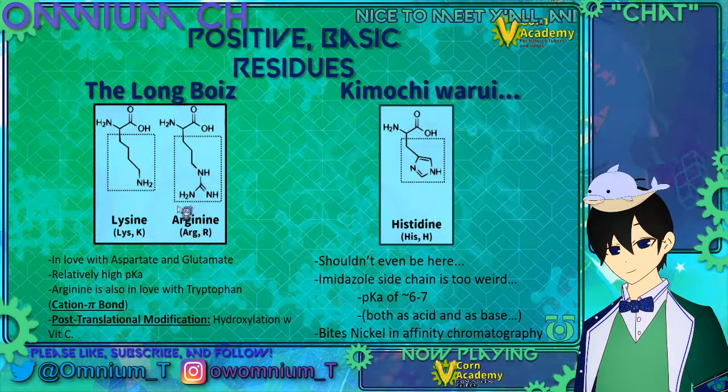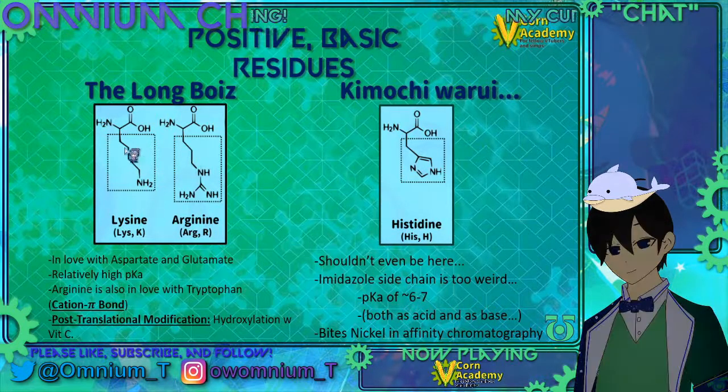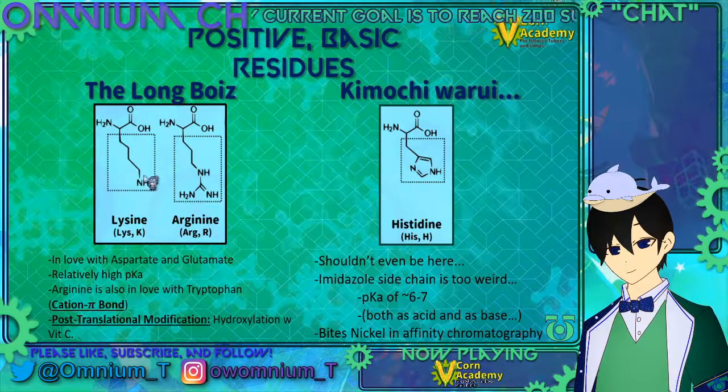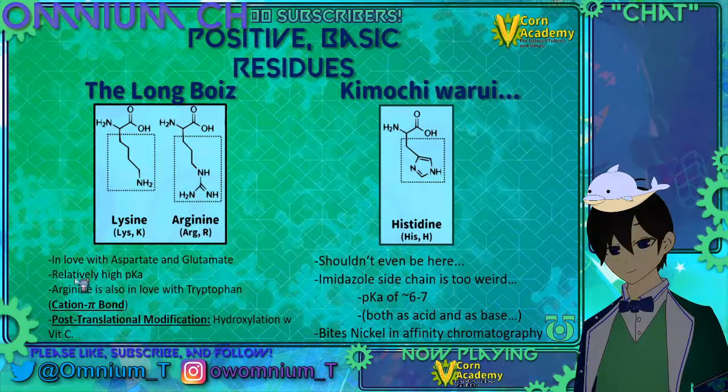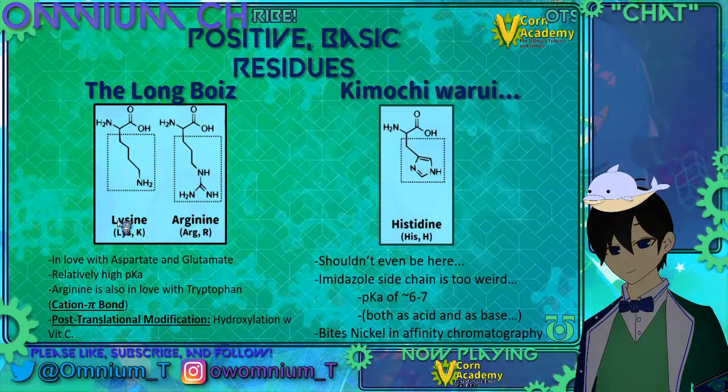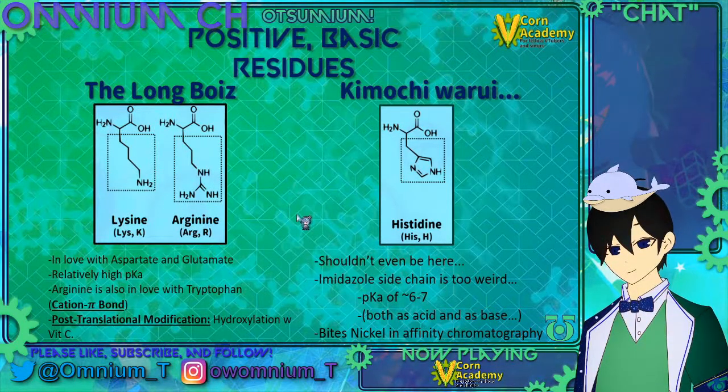Arginine is just weird. And I believe there should be a plus here. Yeah, you can turn this into an NH3 and then you make them positive. So yeah, these are really long. You have 1, 2, 3, 4 carbons, then 1, 2, 3, then another one right here. They have relatively high pKa, so they're basic. They're in love with aspartate and glutamate, the one I talked about earlier, because opposites attract, as you remember from physics.